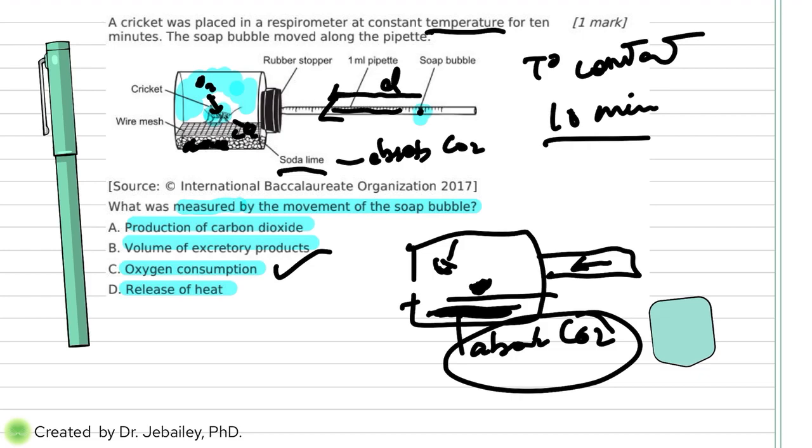So like I said, it was all about the cricket using up all the oxygen in the air, while the CO2 was being absorbed by the soda lime. So the pushing of the bubble in this direction is because there is less pressure of oxygen in the air, and that causes the bubble to move towards the cricket. Okay, because the cricket is still asking for more oxygen so it can keep breathing. So the right answer is C.